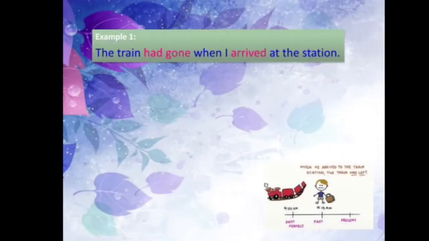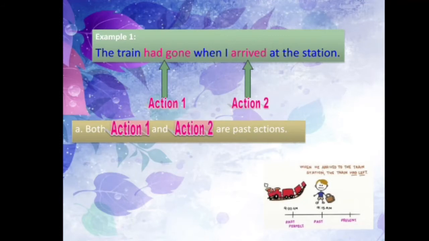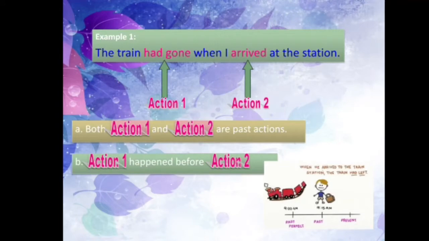Let's discuss this example together. The train had gone when I arrived at the station. The train had gone is action number 1. I arrived is action number 2. Can you see here we have two different tenses, past perfect simple and the past simple. So the latest action or action number 2 will be past simple all the time. And the old action or action number 1 will be past perfect all the time. Both action 1 and action 2 are in the past. Action 1 happened and finished before action number 2.